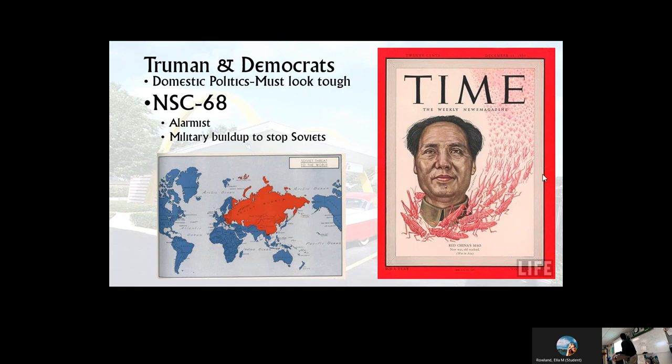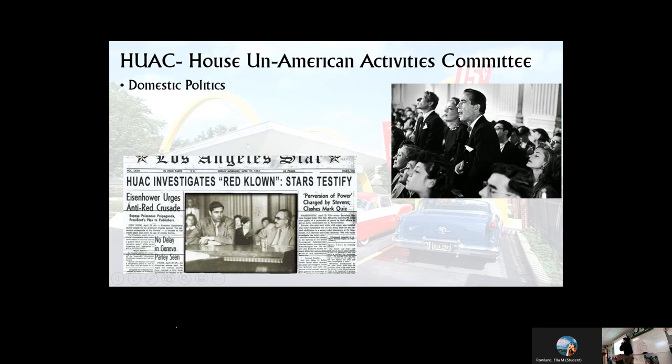So with that, a wave of anti-communist activity began in the U.S. The House Un-American Activities Committee, HUAC, had been created back in the 1930s to look for communists. And now domestic politics came in: who is going to be the strongest looking for communists? They began to investigate people looking for communists. At first it was fascists, but now they're looking for communists. And this was a way for Republicans to attack Democrats. So Democrats controlled the House, but Republicans on HUAC can bring up people and say, are you now or have you ever been a member of the Communist Party?